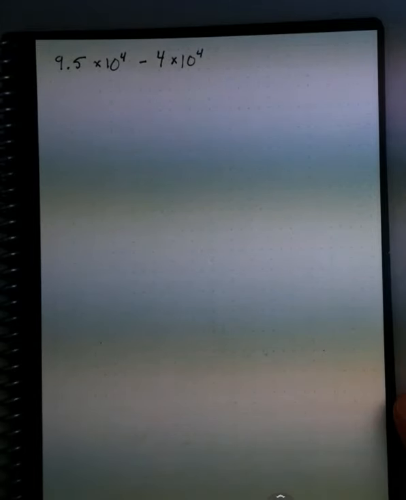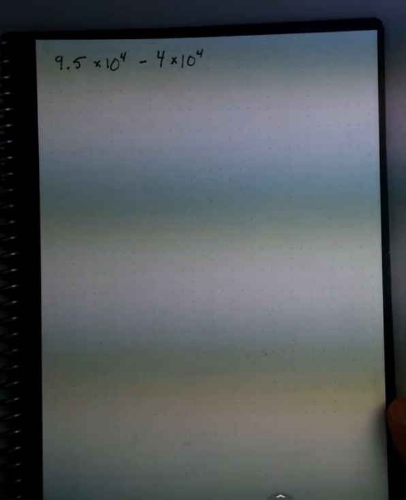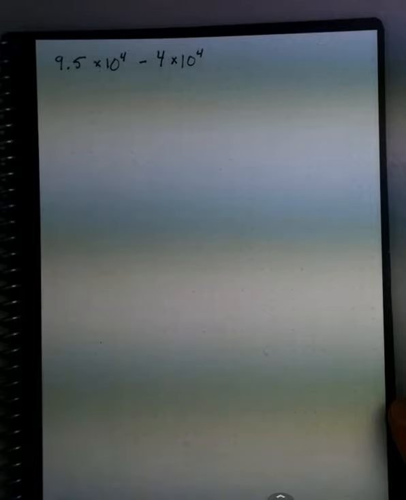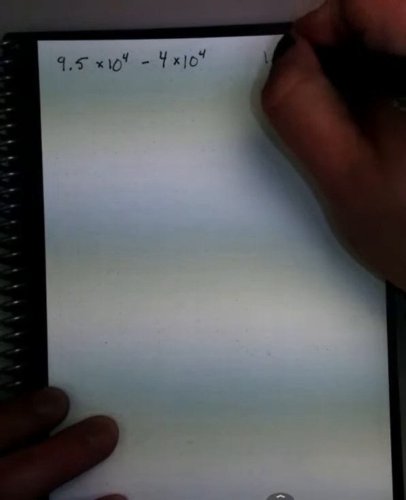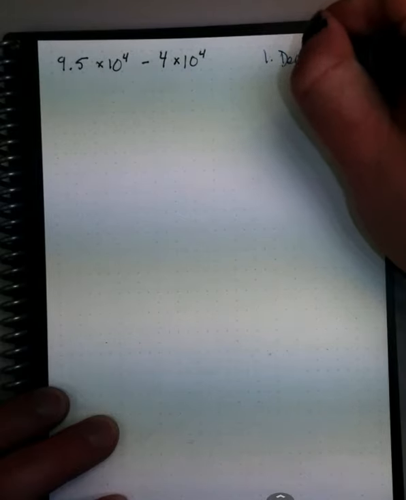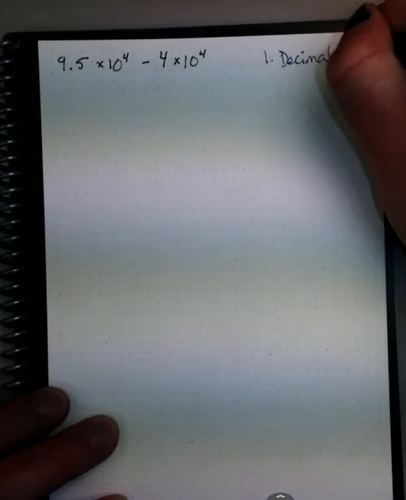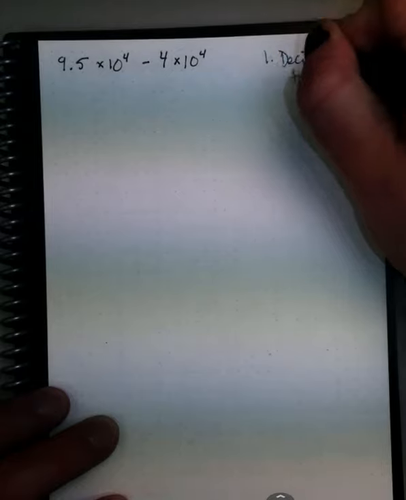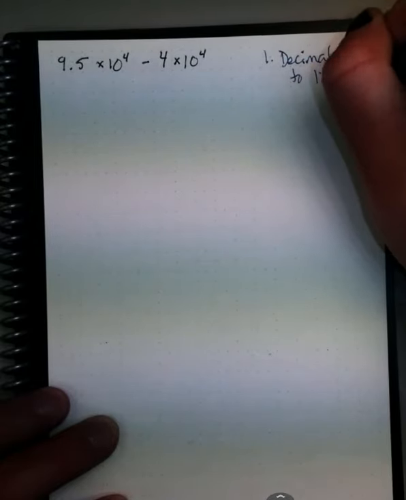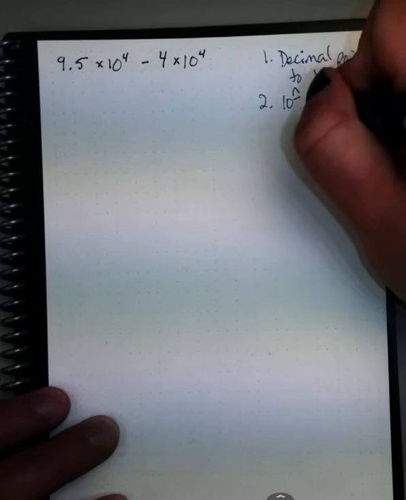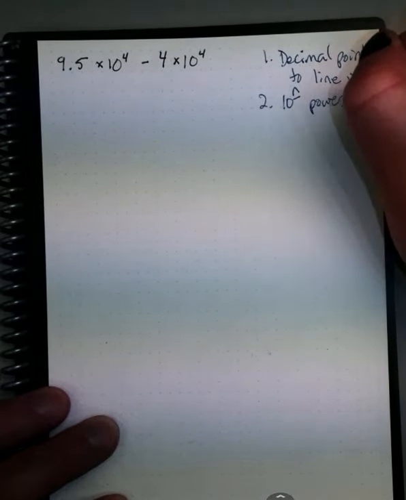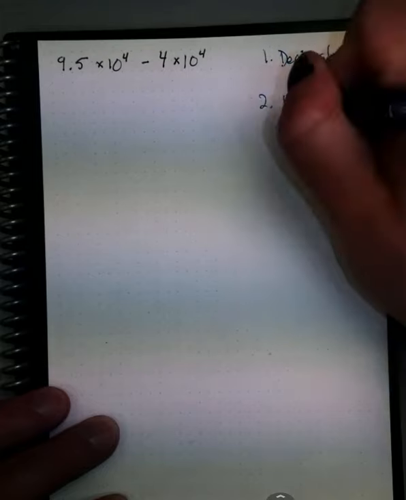In this video, we'll be learning how to subtract when numbers are written in scientific notation. We're going to use the same process as we did with adding. Remember, we want two things. We want our decimal values, or decimal points, to line up. And to do that, our powers need to match.